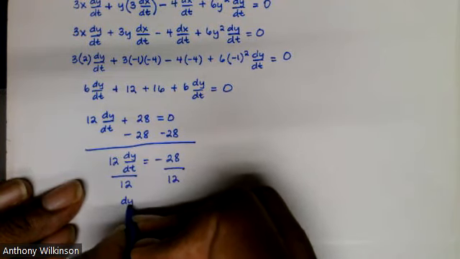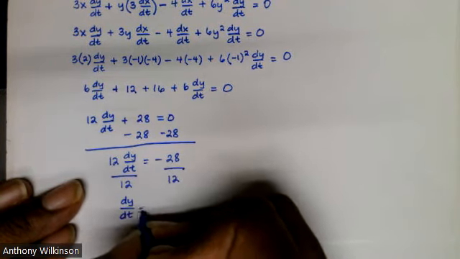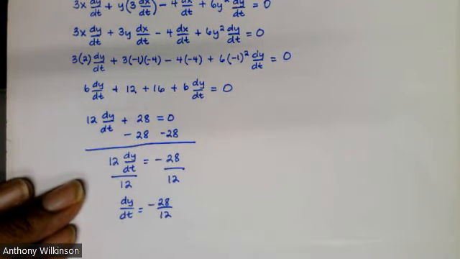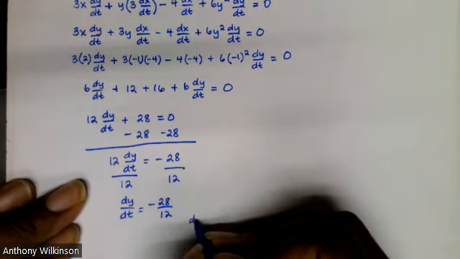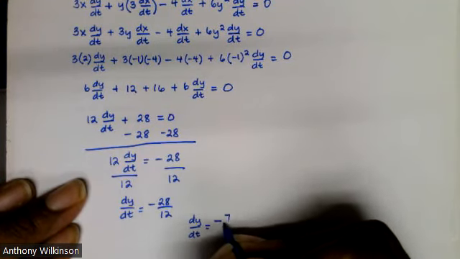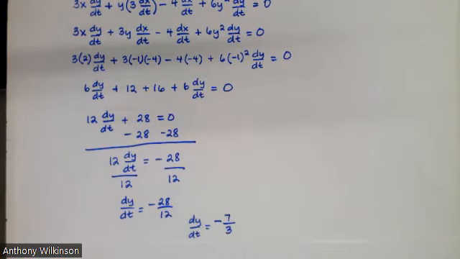So that means dy/dt is equal to negative 28 twelfths. But I can reduce 28 twelfths by dividing the numerator and the denominator by 4. So that means dy/dt ends up being negative 7 thirds, because 4 goes into 28 7 times, and 4 goes into 12 3 times. So dy/dt ends up being negative 7 thirds.